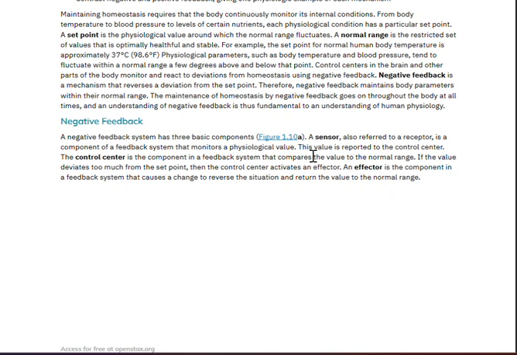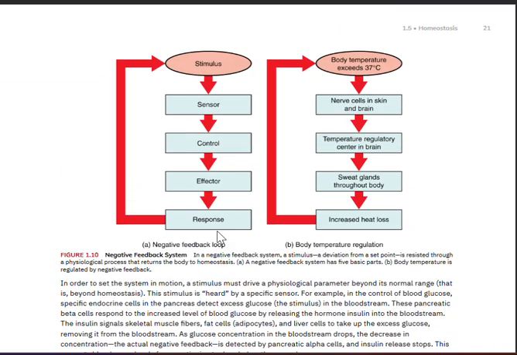Again, negative feedback involves a sensor, control center, and an effector. So the stimulus creates a response, and those two things are generally going to be opposite. Like a thermostat. If it's too hot, that's the stimulus, and the response is going to turn the temperature down in the thermostat.